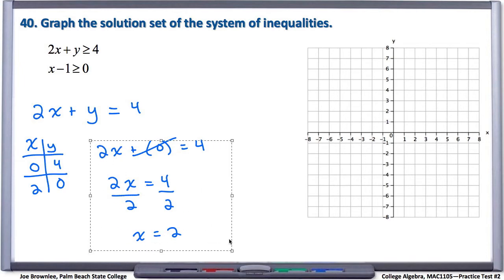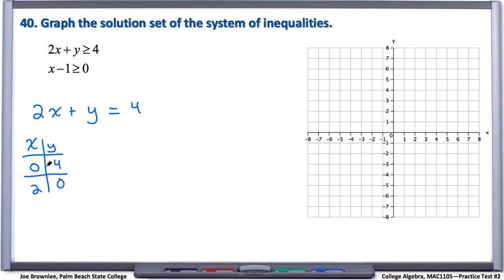And now that we've filled in our xy table here, we know these simply become points, don't they? This becomes the point 0, 4, the y-intercept, and this becomes 2, 0, the x-intercept. So let's go ahead and graph these 2 points. So 0, 4, and 2, 0. All right, well, now that we've got 2 points, we know we only need 2 points to create a line. But be careful, because remember, we started with an inequality, didn't we? We didn't start with an equation.